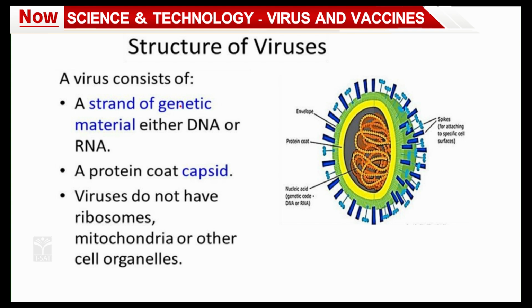The viruses which have RNA as genetic material are called retroviruses. So retroviruses are considered to be more dangerous. Why is it so? I will be discussing with you in the upcoming discussion. So one of the main components of a virus is the genetic material. The second main component of the virus is the protein coat, the capsid.